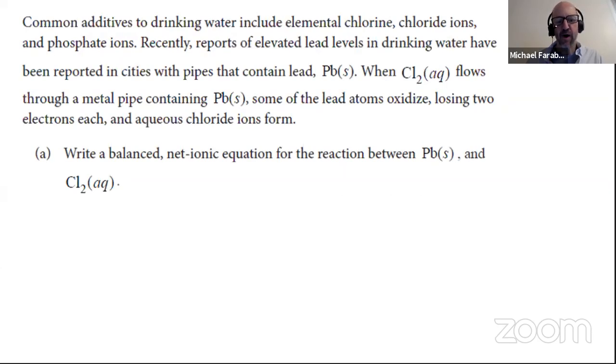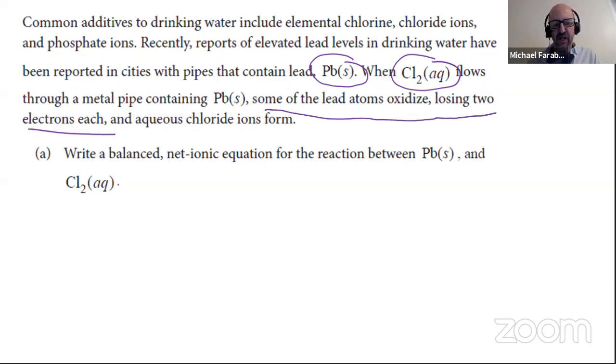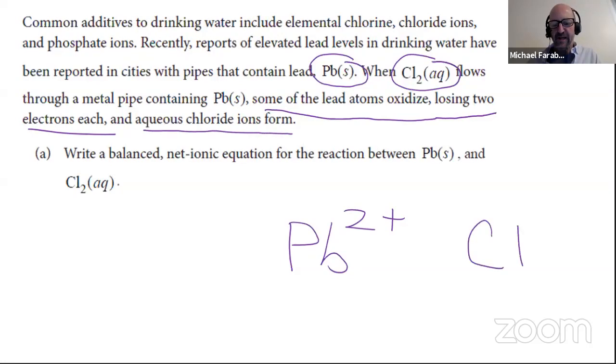Common additives to drinking water include elemental chlorine, chloride ions, and phosphate ions. Recently, reports of elevated lead levels in drinking water have been reported in cities with pipes that contain lead. We are talking about the reaction between lead and chlorine in part A. They mention that some of the lead atoms oxidize, losing 2 electrons each, so we're going to need to see some lead ions. It also mentions that aqueous chloride ions form, so we're going to need to see some chloride ions.